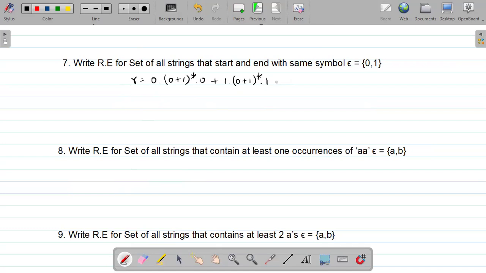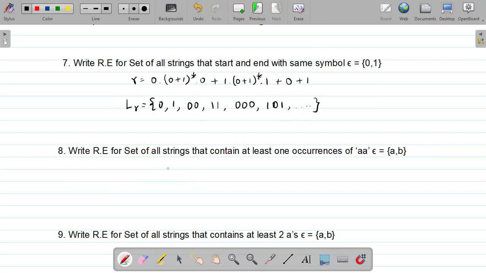But there are two strings that are not getting covered. 0 is also starting with the same symbol and ending with the same symbol. 1 is also starting with the same symbol and ending with the same symbol. So that also we have to consider. Certain problems you have to think over, then only you'll get the right answer. Sometimes we may miss the strings starting with 0 ending with 0, and starting with 1 ending with 1.